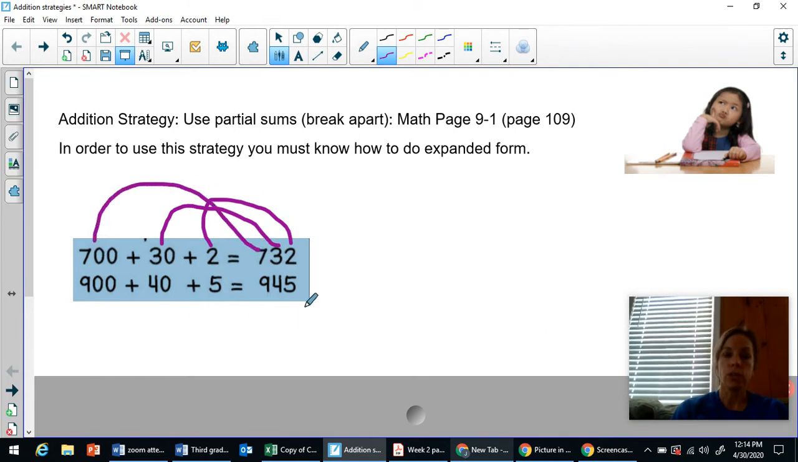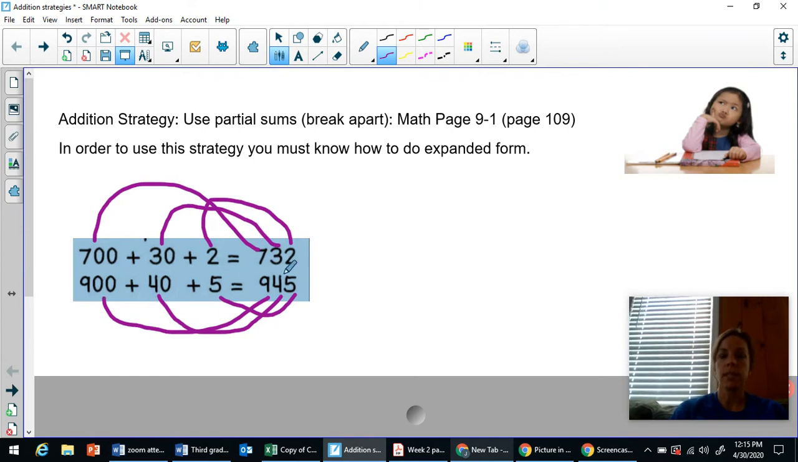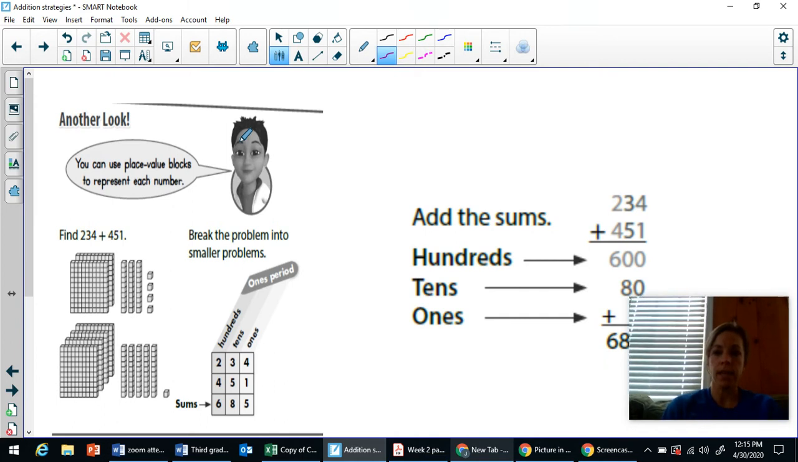Same thing for 945. The 5 is in the ones place, so that's where that 5 comes from. The 4 is in the tens place, so 4 groups of 10 is 40. And the 9 is in the hundreds place, and 9 hundreds is 900. In order to use partial sums, this is a method that you have to know how to do. So let's continue.